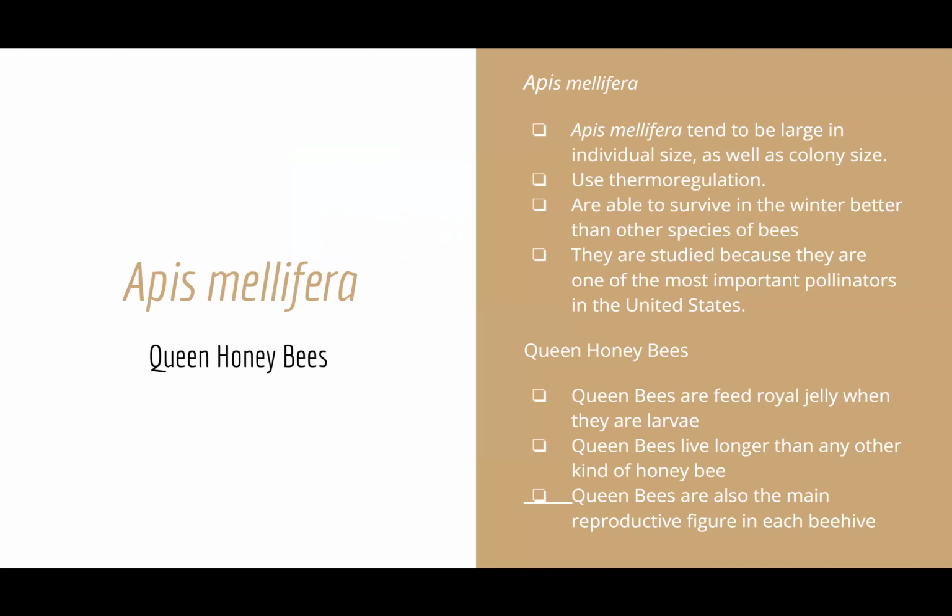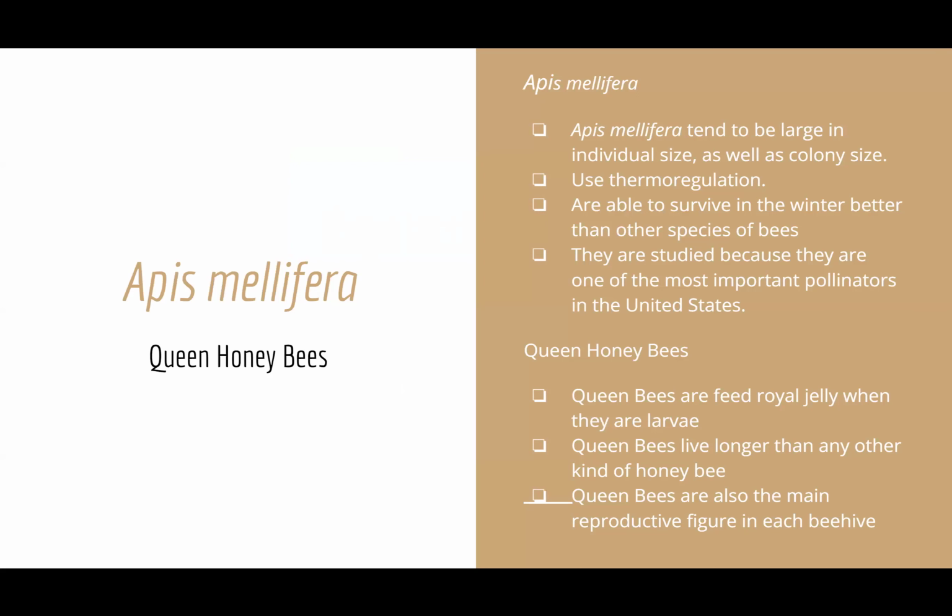Apis mellifera is the honeybee that we all know and love. Mellifera tend to be large in individual size as well as colony size. They use thermoregulation and are able to survive in the winter better than other species of bees. They are studied because they are one of the most important pollinators in the United States.